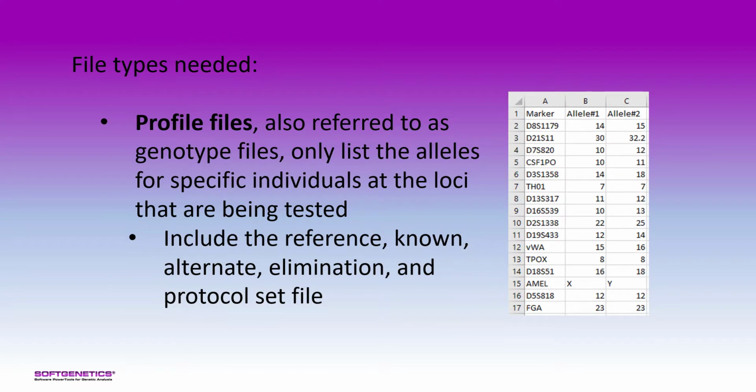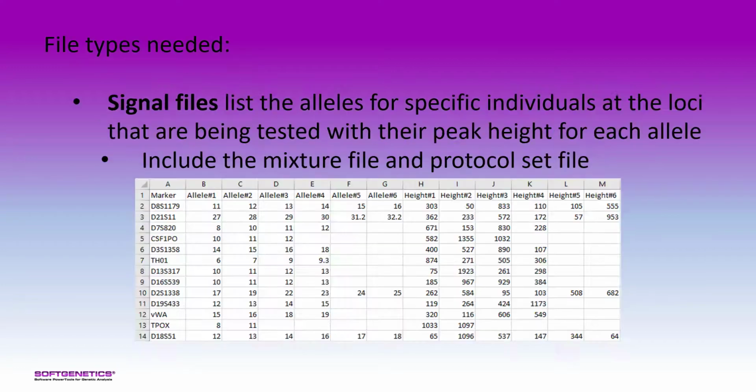There are two main file types used in MaSTR: profile files, also referred to as genotype files, which list the alleles for specific individuals at the loci that are being tested. Some examples of this file type include the reference, known, or alternate profiles, the elimination database files, and the protocol set genotype file. The second file type is the signal file.